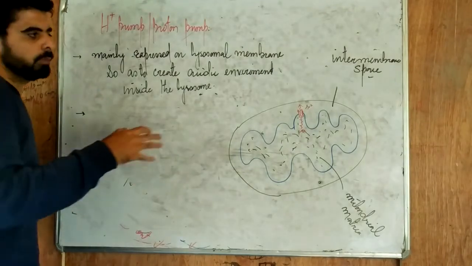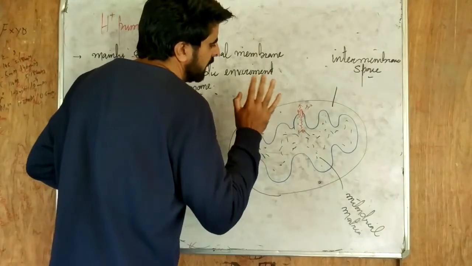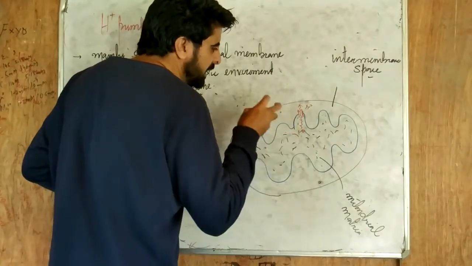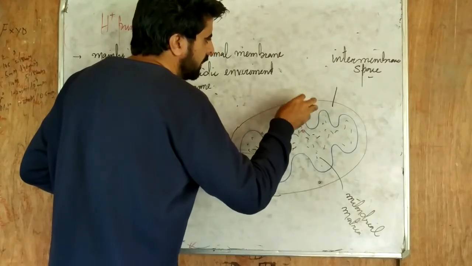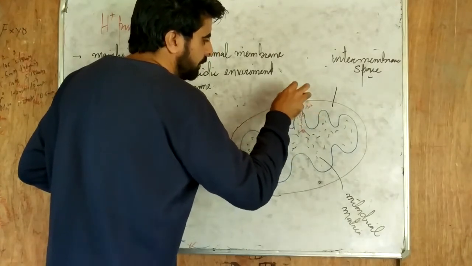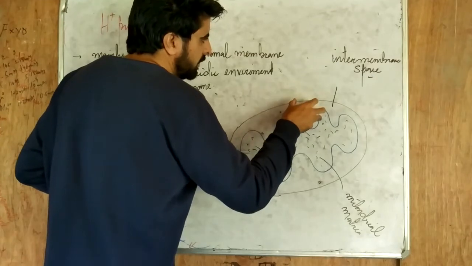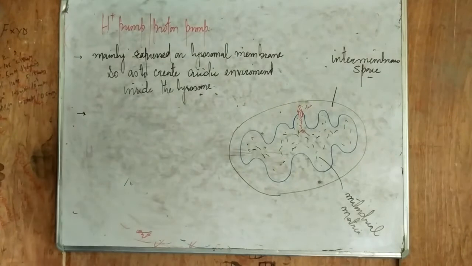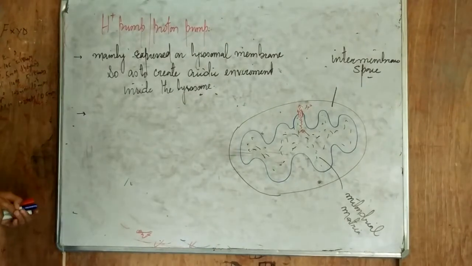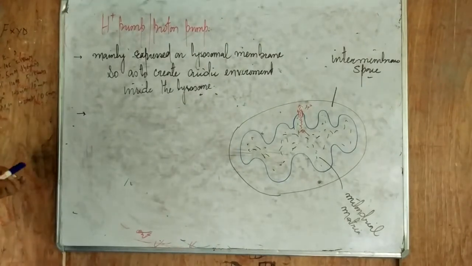This is a very important point which you have to keep in mind. That is, the matrix is rich in protons, they are actually taken from the matrix into the intermembrane space, and when they are thrown into the intermembrane space, they create a proton motive force, or we can also call it a proton gradient force, which is essential for generation of ATP.